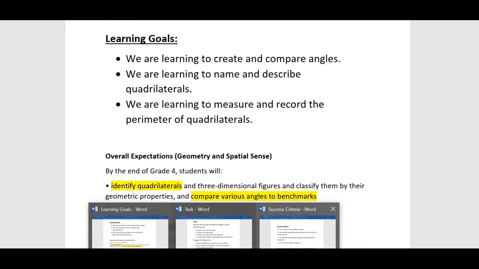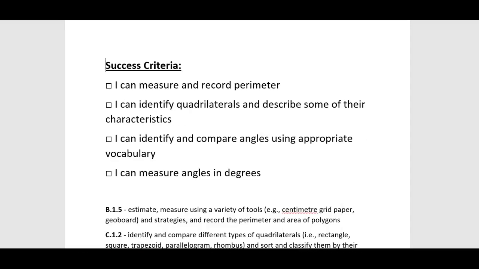We then move into the success criteria, which are generated directly from the specific expectations, and I also pull in from the mathematical process expectations, which I will get into momentarily. So I have 4 success criteria attached to this task. I can measure and record perimeter. I can identify quadrilaterals and describe some of their characteristics. I can identify and compare angles using appropriate vocabulary, and I can measure angles in degrees.